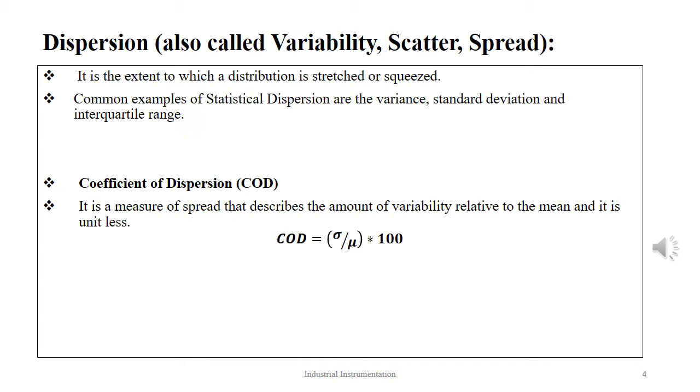Coefficient of dispersion, COD, is a measure of spread that describes the amount of variability relative to the mean, and it is unitless. Numerically, it is given as COD equal to sigma by mu, whole into 100.